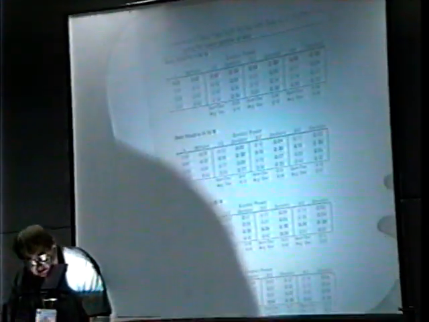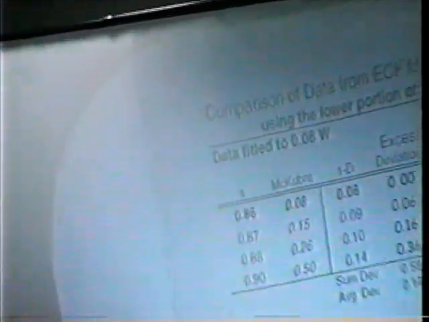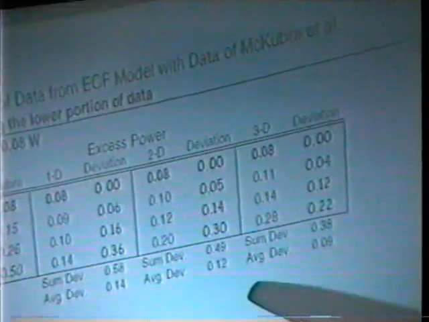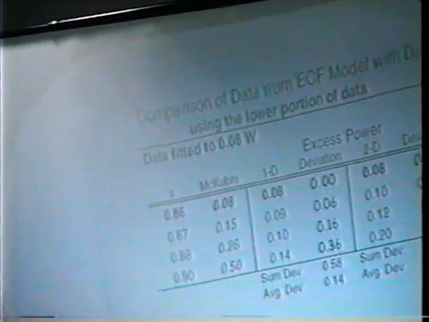So here's the lower portion of McCoubrey's data where we fit it. This is the 0.08 data point. Again, that's why these three results here agree. And now the three-dimensional tends to do a little better than the two-dimensional. The one-dimensional clearly is not, and also ran if you go down this, well, maybe not too bad though.